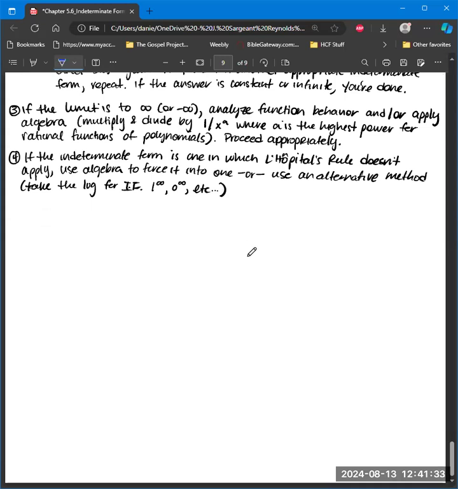If the indeterminate form is one in which L'Hopital's rule doesn't apply, such as 1 to the infinity, 0 to the infinity, 0 to the 0, and so on, force it into one of those using the logarithmic differentiation method that we showed, and then remember to go back and undo that when you give your final answer for what the limit is equal to. Don't just forget and say the ln of your dummy variable is equal to some number. Go back and say your limit is equal to e raised to the power of the answer that you got.